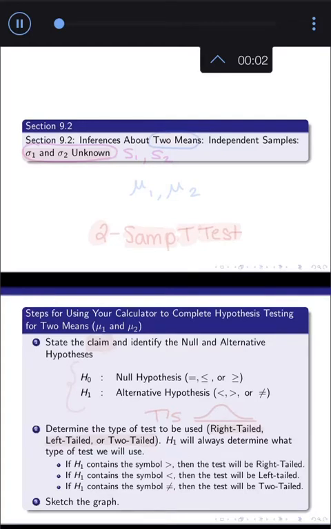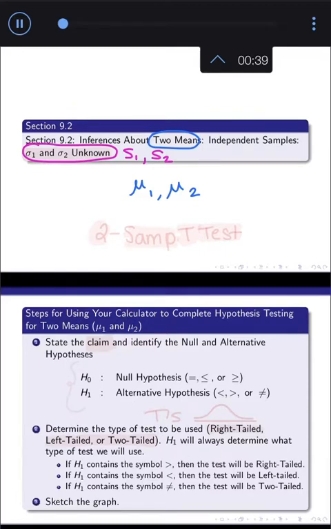Section 9.2, we're going to look at hypothesis testing involving two means. So we'll have a mu1 and a mu2 in our claims. And they tell us that we're going to have independent samples with sigma 1 and sigma 2 unknown, which means we'll have sample standard deviations S1 and S2 instead. Remember, when we have S and not sigma, that we use a t-test or a t-interval.